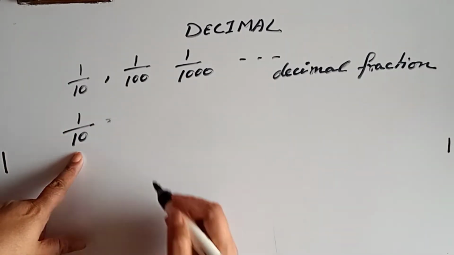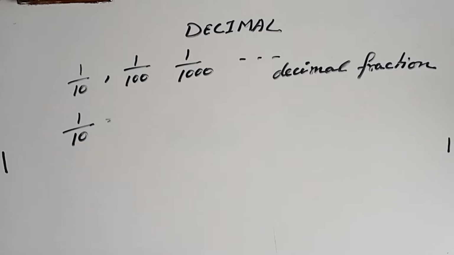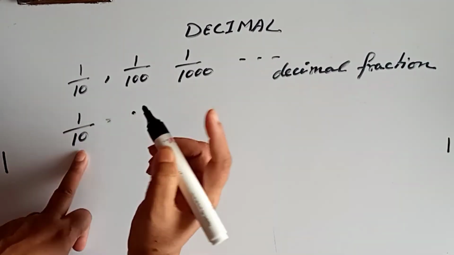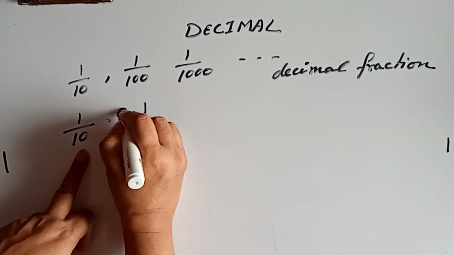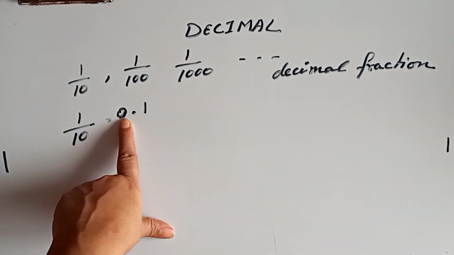Now here if I take 1 by 10, how can you write this fraction in decimal form? Now there is only one zero, so after decimal there should be only one digit. And here you can put zero. This zero doesn't make any difference, there is no value of this, so you can put a zero over here.